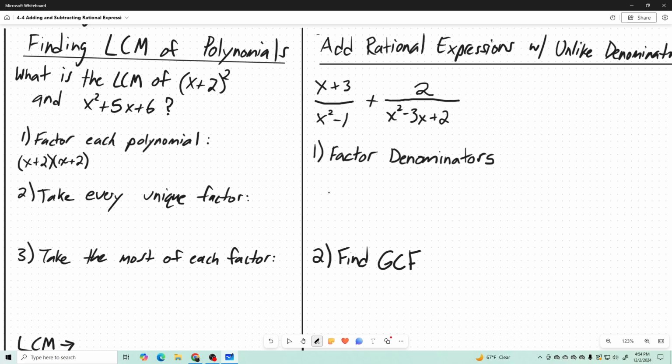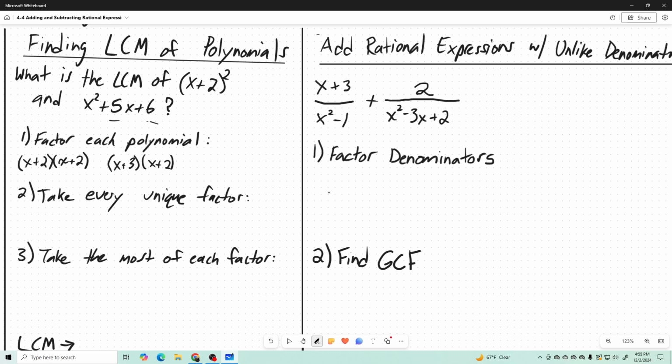For the other one, it looks like we have a trinomial. So let's see if we can find something that multiplies to get 6 and adds together to equal 5. We have a 6 and a 5, so I see a 3 and a 2. Positive 3, positive 2. So we have x plus 3 and x plus 2. Now when you're finding the least common multiple of polynomials, that's the first step: we need to see what each of them are. So we have this part over here, and we have this part over here.